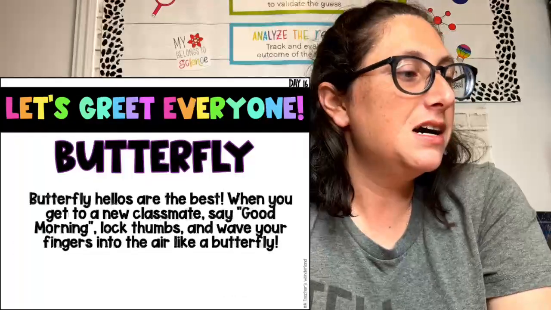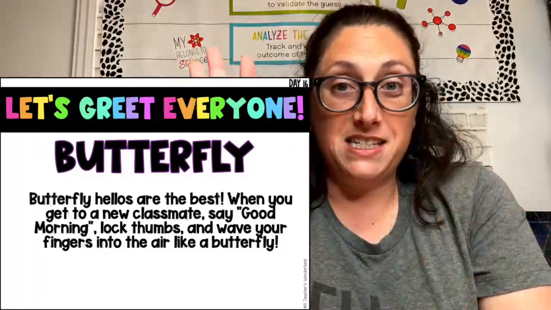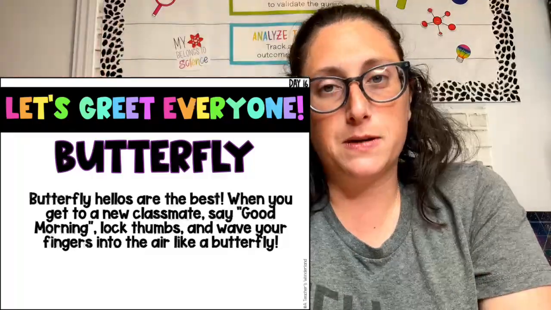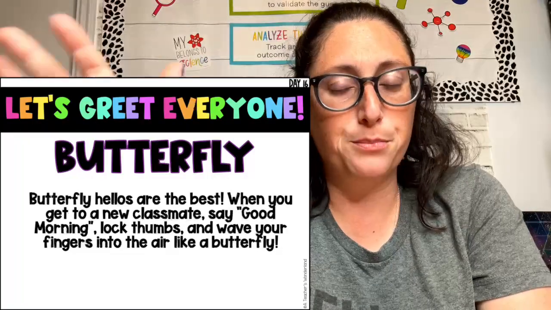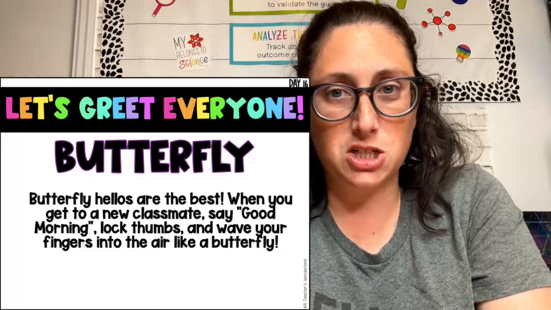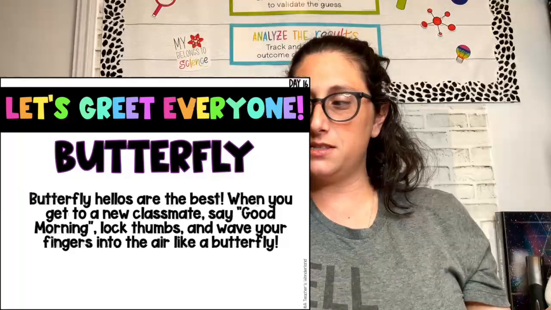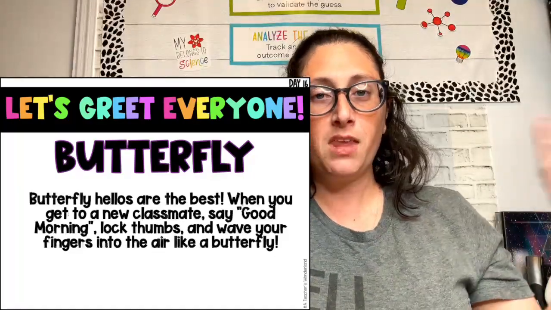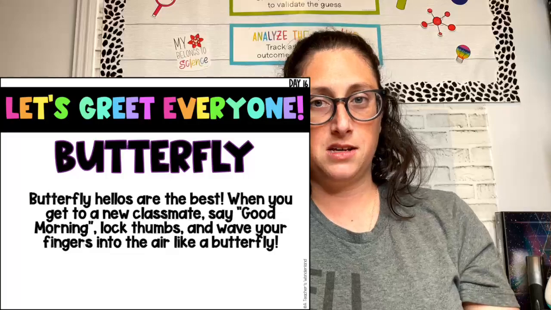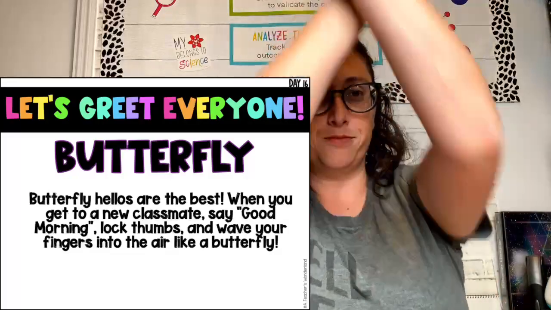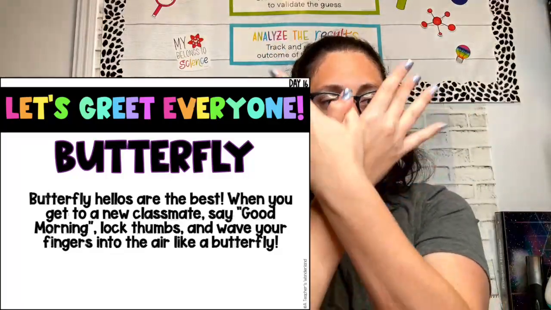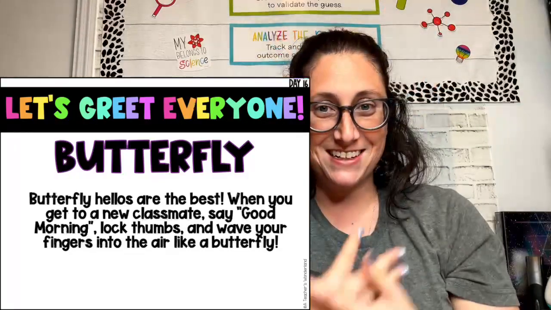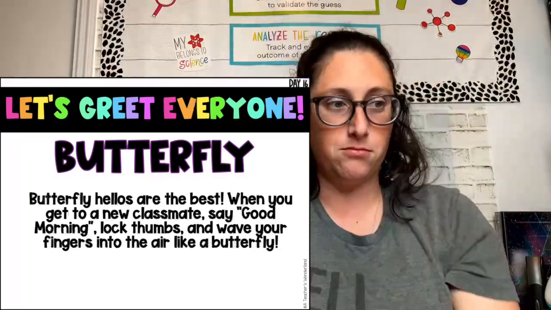Butterfly. Especially if you're a germaphobe, don't do it, with your kids touching hands. How they do this, let's do it backwards. They walk up to their friends, they lock thumbs, and they go, "Ooh, morning, ooh." See, isn't that cool? Right, butterfly.